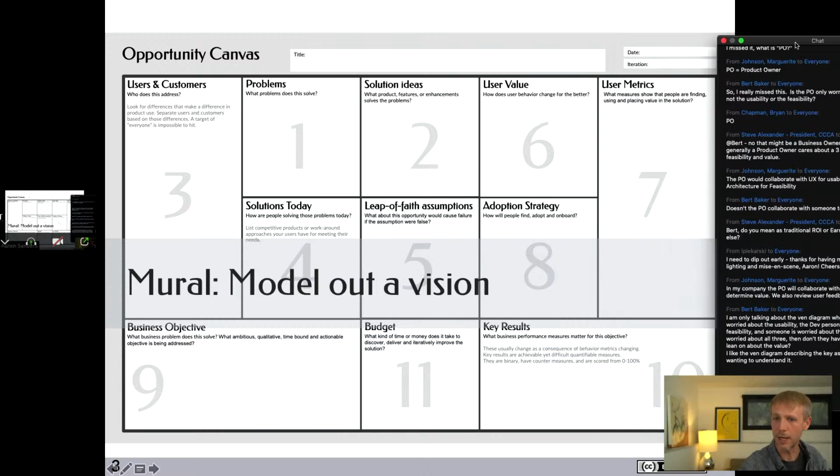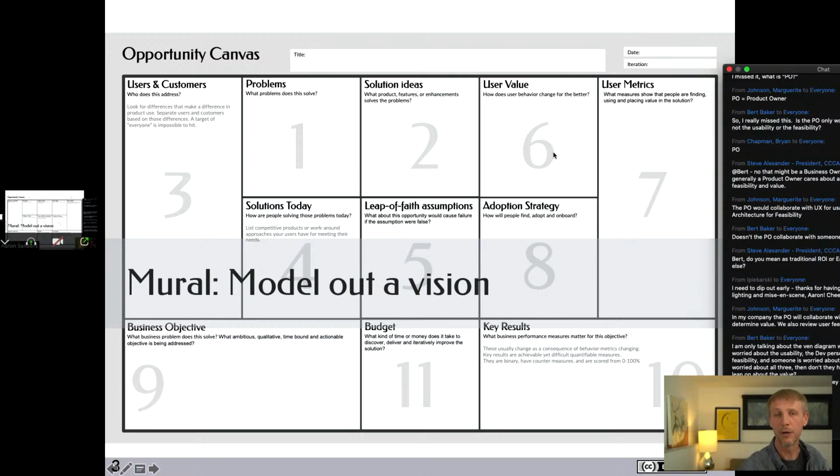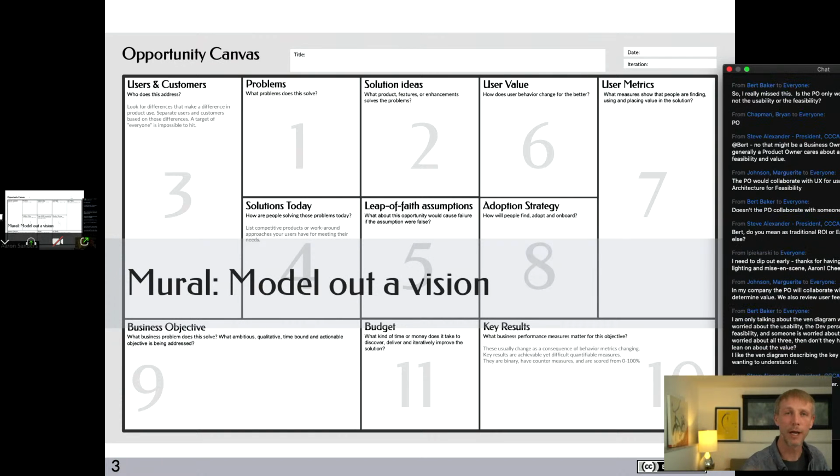Now, if I get this right, the user value would be a lot more time spent skiing instead of waiting around, and then the metrics to measure that. So I read it more left to right. However, the numbers are just to help structure the thinking.